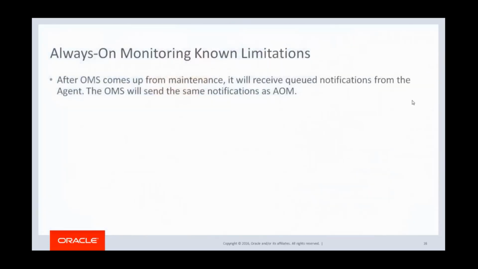The first limitation we have: after OMS comes up from maintenance, it will receive queued notifications from the agent. The OMS will send the same notification as AOM. This happens because the agent queues up the alert information when OMS is down and flushes them out to OMS once it is back. So during the Enterprise Manager downtime, AOM will send notification if anything bad happened to that server. And once OMS is back in service, OMS will send the same notification to administrators. So basically, you end up having duplicate messages. This is the first limitation.